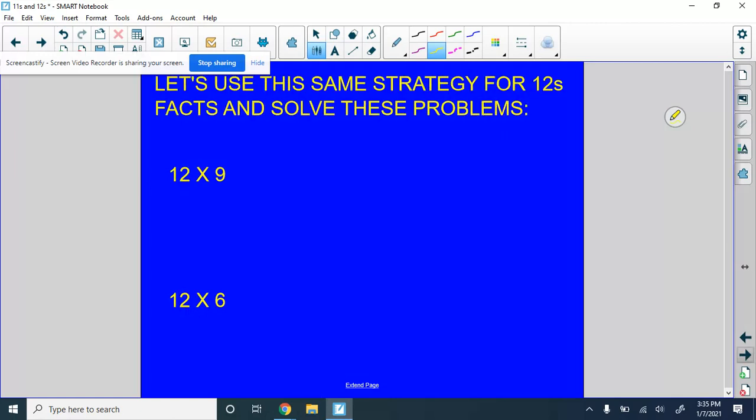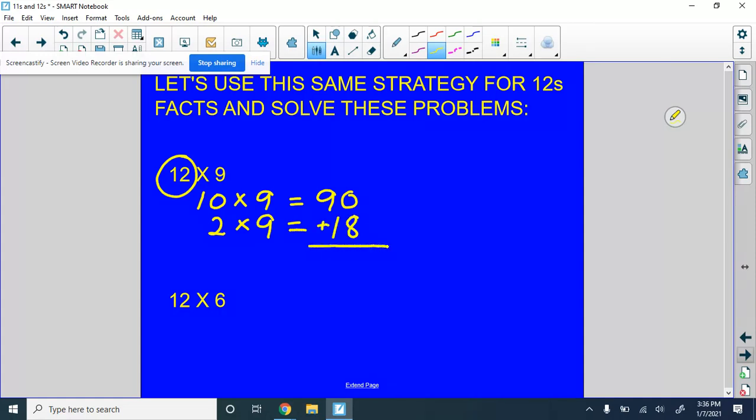And we're going to take that strategy again and we're going to solve a couple of our 12s using that same strategy. 12s, remember we added 10 plus 2, so I'm going to use 10 times 9 and 2 times 9. 10 times 9 is 90. 2 times 9 should be an easy one, that's a double, is 18. When we add those together, we get 108.